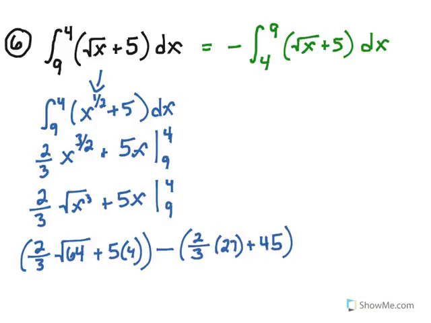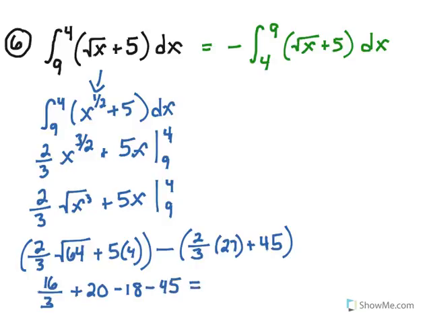So don't worry about something like that. You could actually just type in your calculator 9 to the 3/2 and it'll spit out 27 for you. Alright, so the square root of 64 is 8. 8 times 2/3 is 16/3. So we have 16/3 plus 20. 2/3 of 27 is 18, so minus 18, and then minus 45.